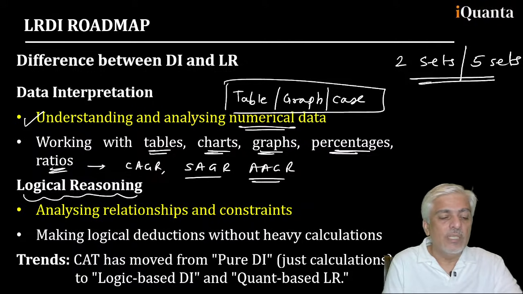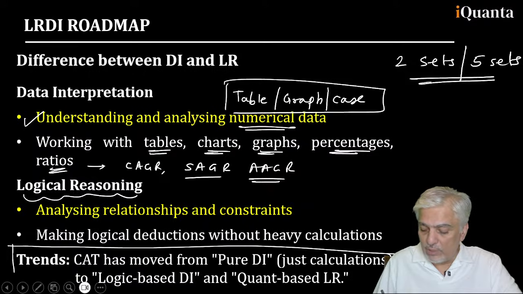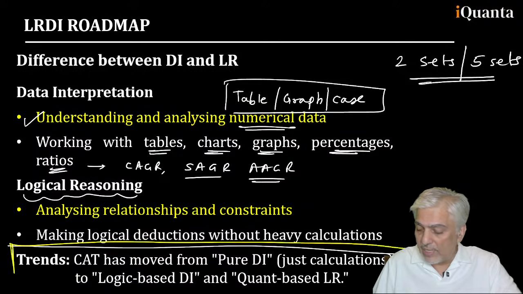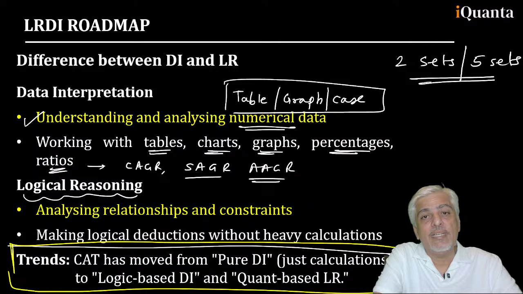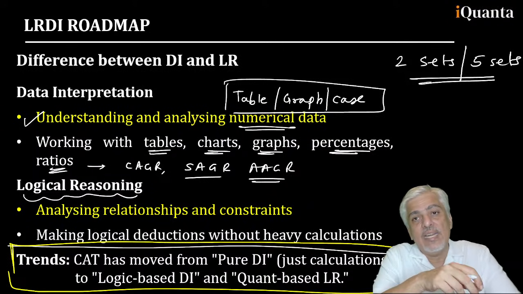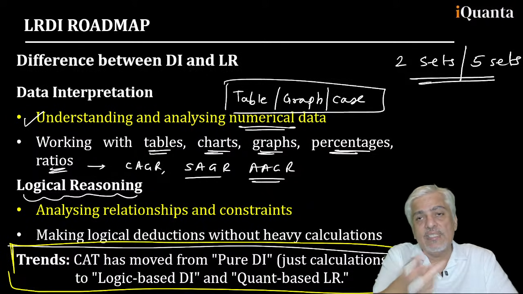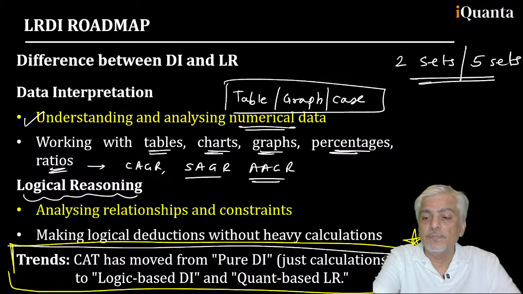Okay. Now, this is the new trend in CAT nowadays. Everybody just have a look at this part. This trend in CAT is very important. What is happening over the last 4 or 5 years in the CAT paper? CAT has moved from pure DI, which is just calculation, to logic-based DI. So there are numbers, but there is also logic. And in LR, they have moved to number-based logic, which we will talk about today. So this is also the way CAT behaves lately in the last couple of years.